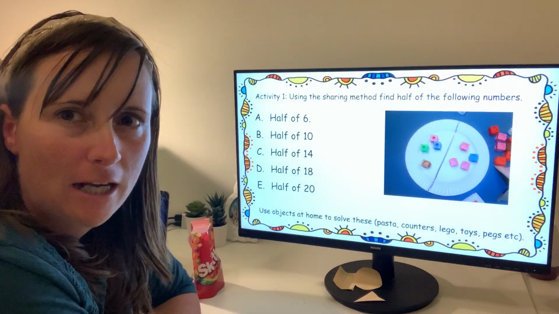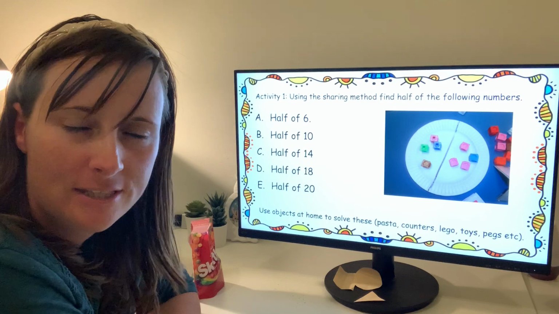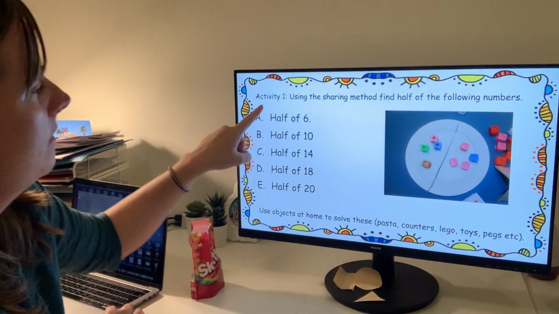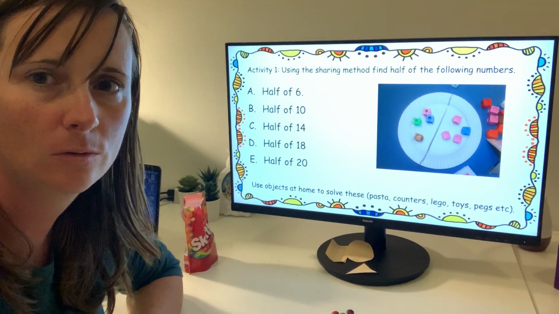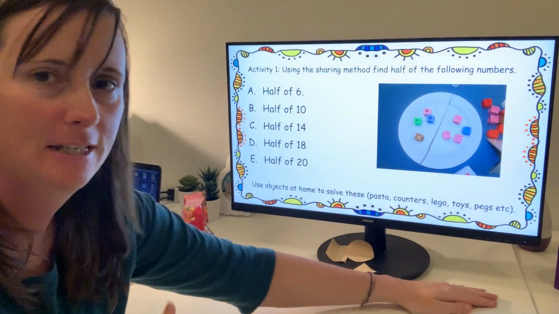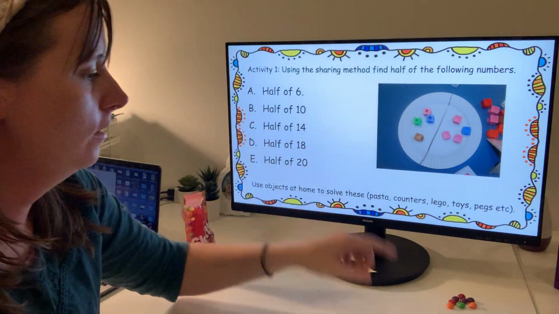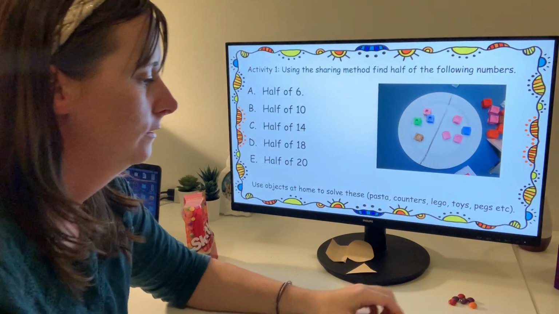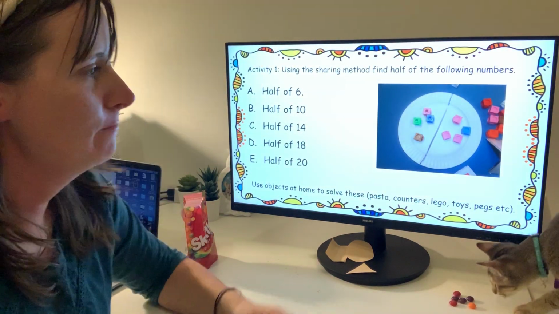Now I want you to practice today using objects first. Just have a little practice. You can send me a photo if you want to. But I've got some numbers here to show you. Now, if I just move you down a little bit, I'm going to be using today some Skittles to help me. So the first one is half of 6. So I've got 6 total here. Now I'm going to use the sharing method.